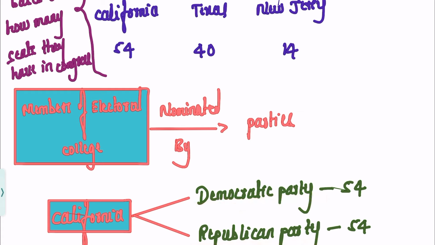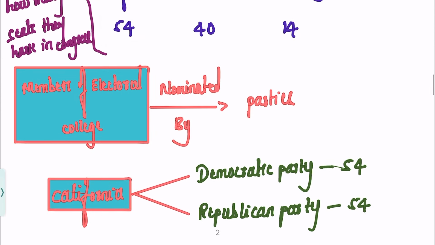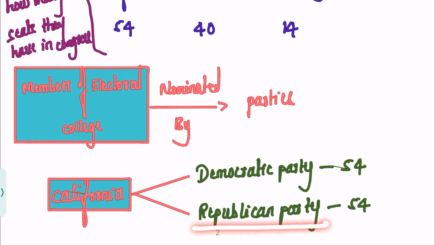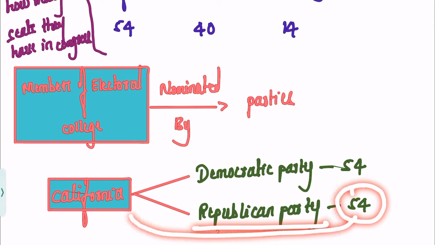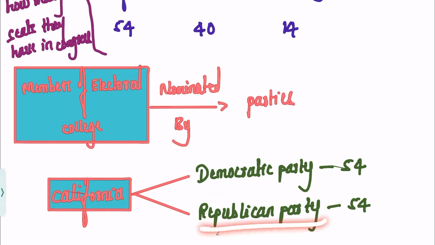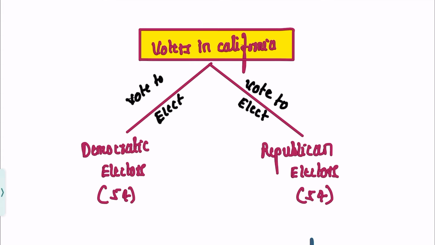And what happens is that, for example, let's take the example of California. How many electors does California have? 54. So the Democratic Party will nominate, not elect, nominate 54 of its representatives for California. Similarly, the Republican Party will nominate 54 people as its electors in California. So both the Democratic Party and the Republican Party will have 54 electors. Okay. Now, how does this process work? Let's take the example of California forward and understand.